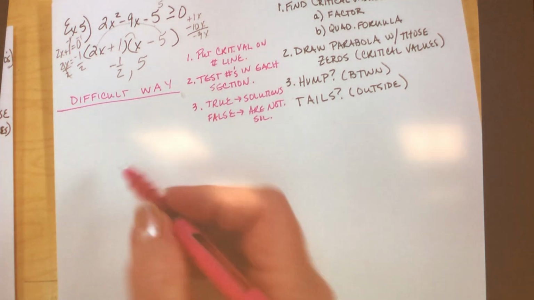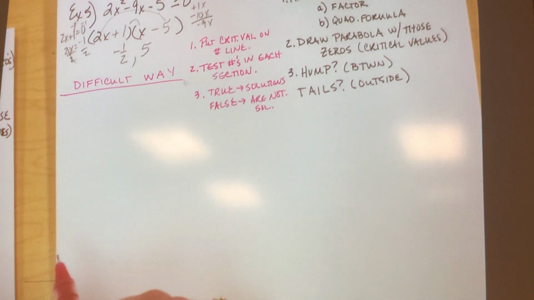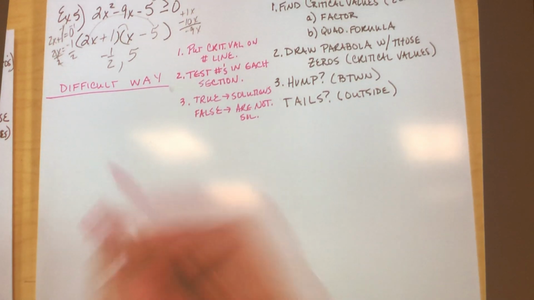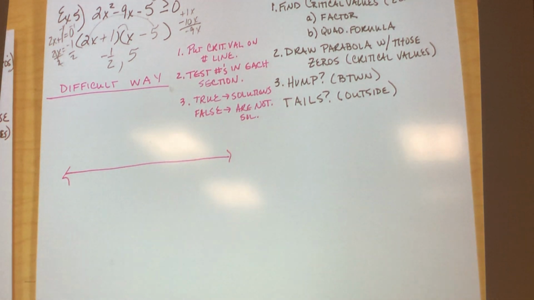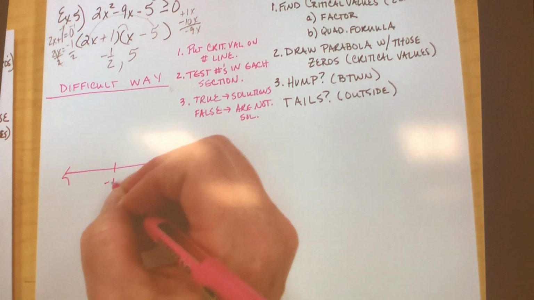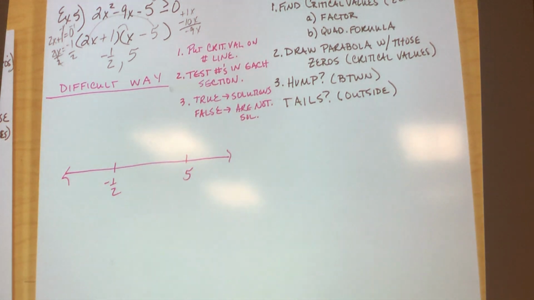All right, so you ready? So the first thing I'm going to do is draw what? Number one. Number line. Draw me a big old number line. Okay? I'm going to slap my critical values on there. Be sure and put them in the right order. If you don't, you'll be messed up. All right? Who goes to the left? -1/2 or 5? And then 5 goes over here. Are you with me? Okay?